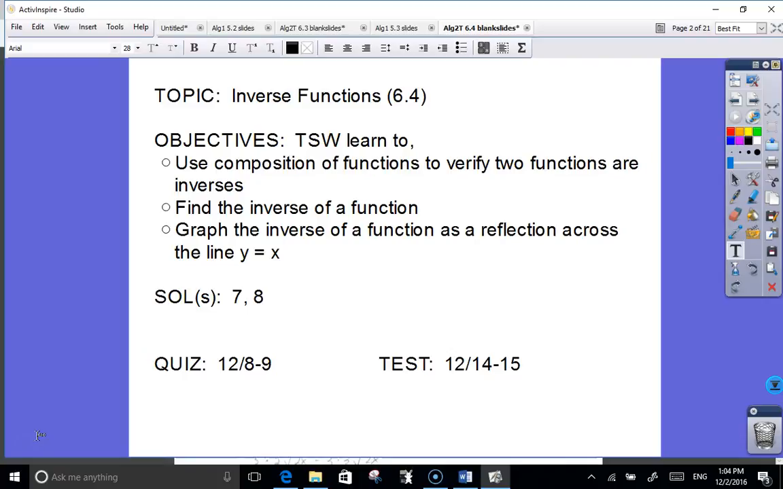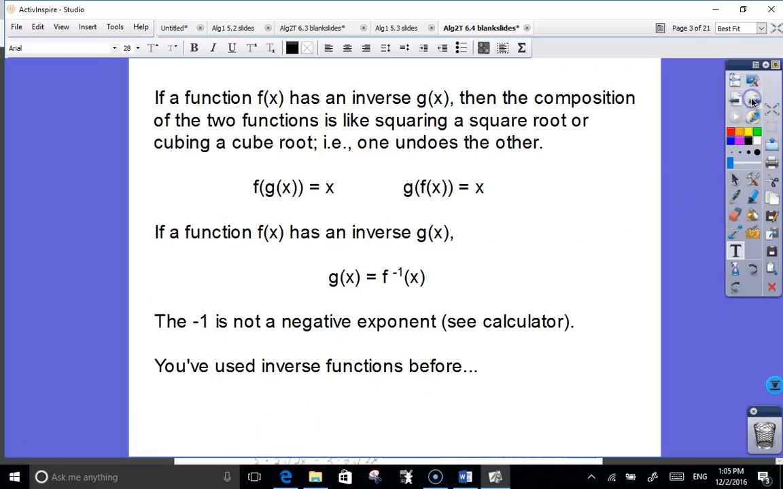These things right here are specifically the knowledge and skills that it says we're supposed to have from our standards. We're supposed to use composition of functions to verify 2 functions are inverses, okay? That's why we do compositions, and the next day we do inverses. It's because we're going to use compositions now. Obviously we'll find the inverse of a function, and then we will understand that a function and its inverse, if they're graphed, look like they are reflections across the line y equals x. Okay, so those are the 3 specifics that we're supposed to focus on.